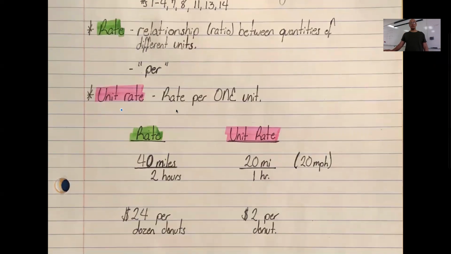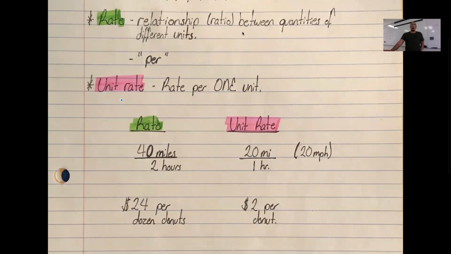So let us see this first example. On the left-hand side, we're going to see a rate, and on the right-hand side, we're going to see the same ratio but expressed as a unit rate. What do I mean by that? Well, consider this: 40 miles in 2 hours. 40 miles in 2 hours.